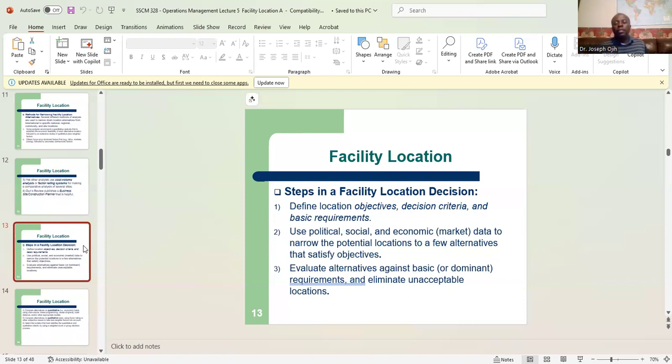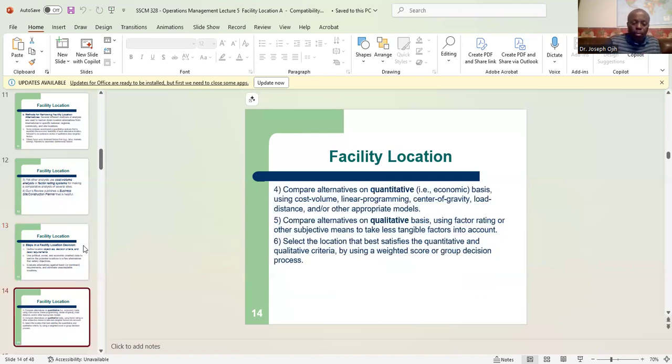Let's take a quick look at the steps in a facility location decision. First thing you do is define the objective, decision criteria, and then basic requirements. Secondly, use political, social, and economic market data to narrow the potential locations to a small set of alternatives that satisfy the objective. Third is to evaluate alternatives against basic or dominant requirements and eliminate any unacceptable locations. Next is to compare the alternatives on a quantitative basis using cost volume analysis, linear programming, center of gravity, and so on.